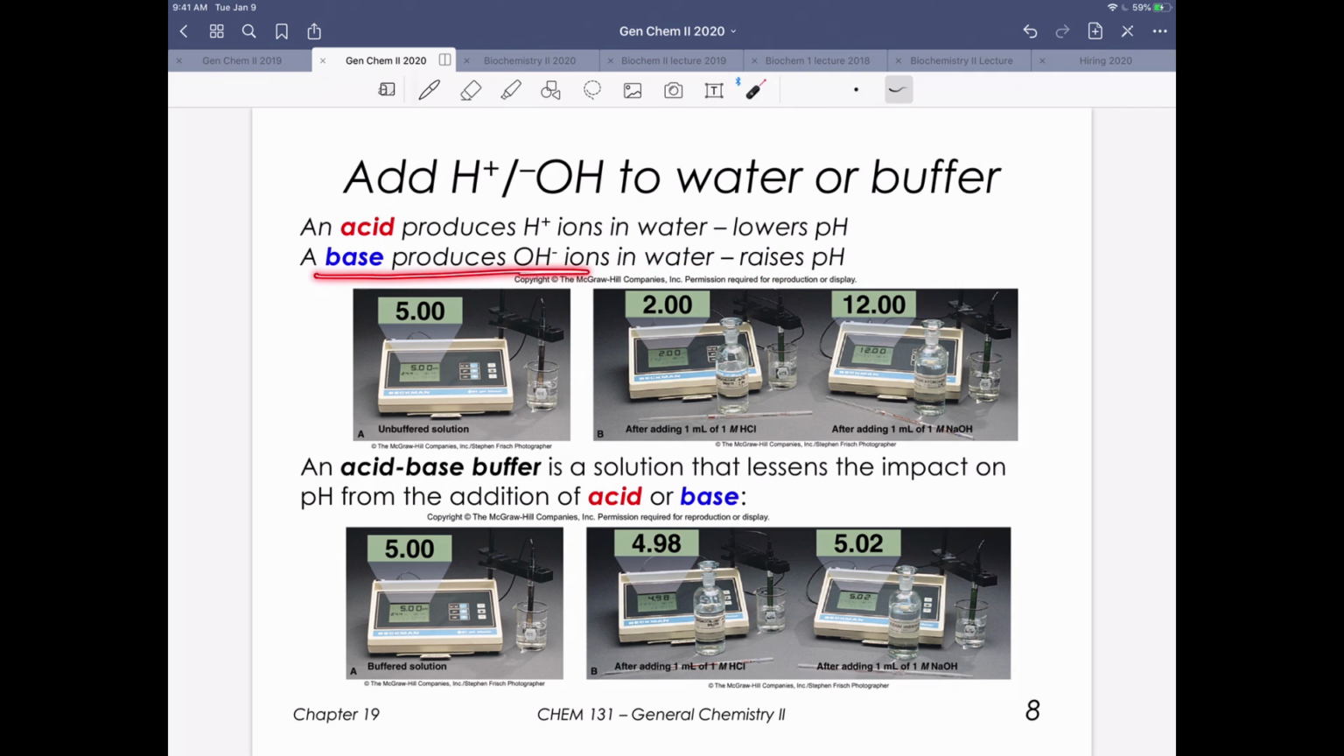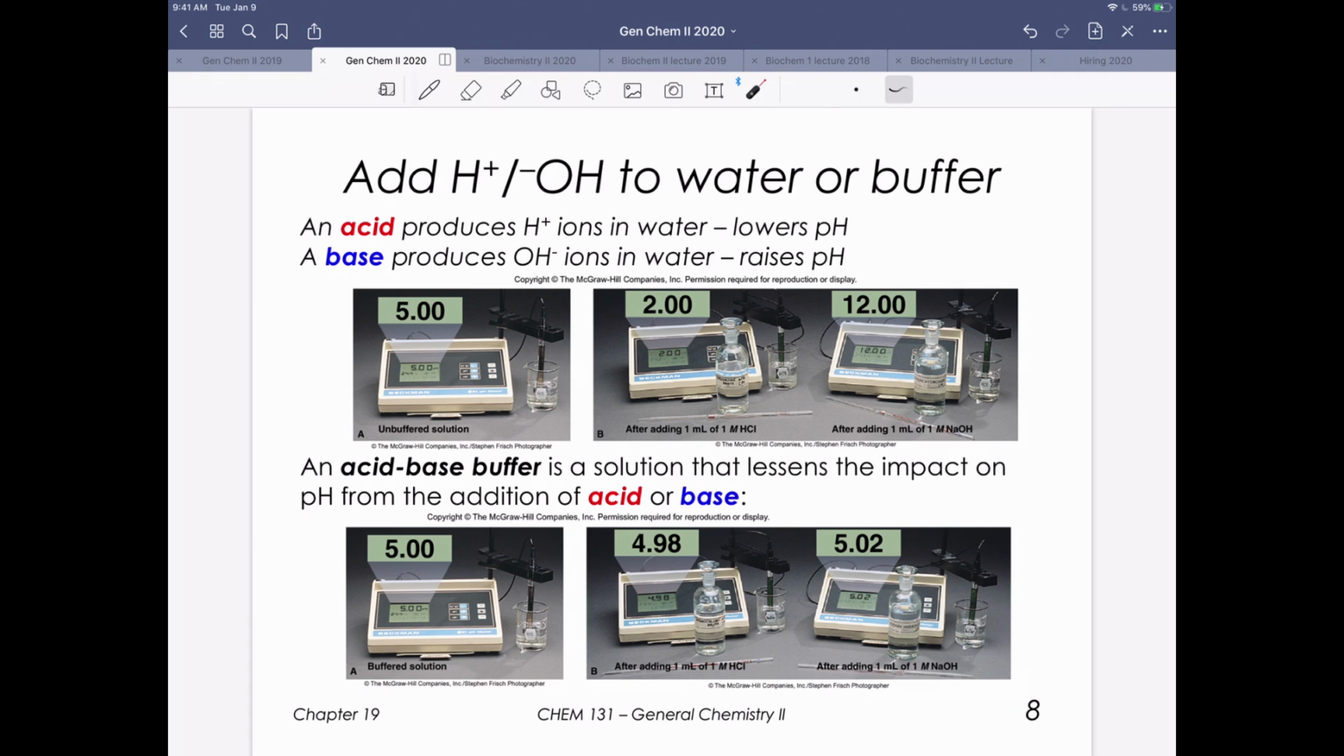When we add a base to pure water, because we're adding hydroxide ions directly to water, again adding 1 milliliter of 1 molar sodium hydroxide, in this case, we increase the pH substantially. And part of what's happening there is because we are adding these species directly to solution, we are changing their concentration. And as we know from last chapter, if you change the H+ concentration, you change the pH. If you change the hydroxide concentration, you change the pH. So what then happens when we have a buffered solution?